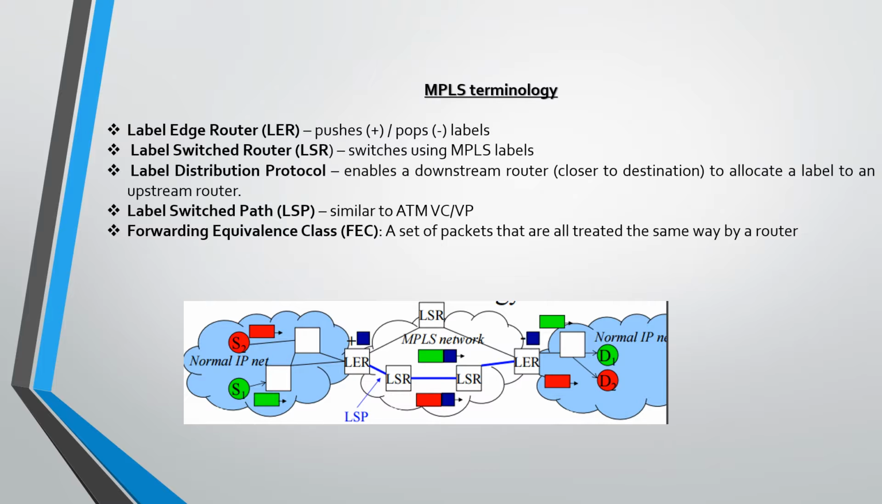Label distribution protocol enables a downstream router to allocate a label to an upstream router. Label switch path is similar to an ATM virtual channel or virtual path. Forward equivalence class, FEC, is a set of packets that are all treated the same way by a router.